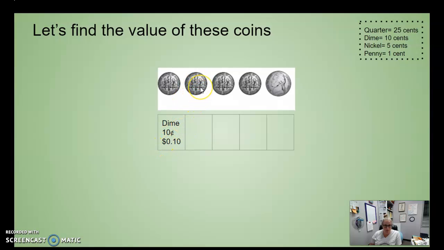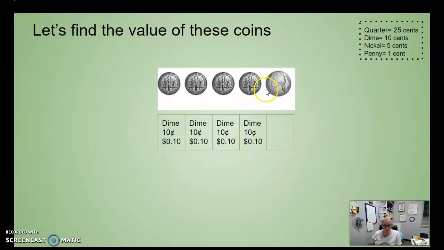What is this coin called? That's right, it is a dime worth 10 cents. So again, 10 with the cent symbol or the dollar sign 0.10. These are both still the same coin. They are both dimes, so I'm going to fill that in. So dimes, 10 cents, dollar sign 0.10.